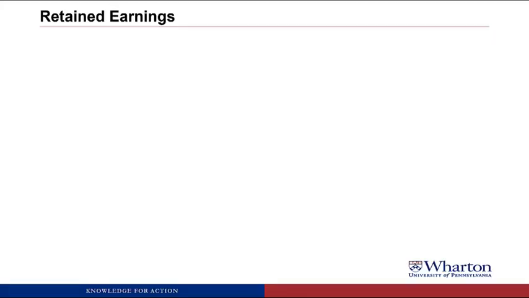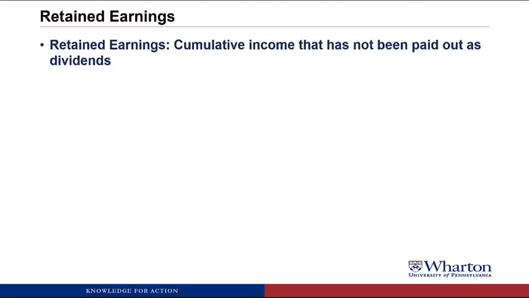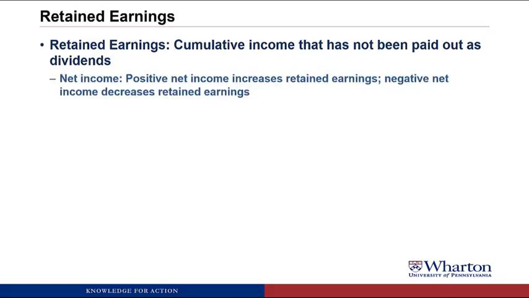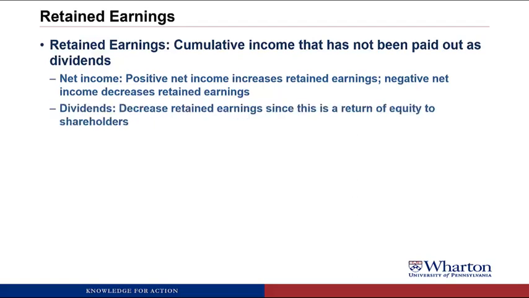So let's go back to our old friend retained earnings that we've talked about a lot in this course. Remember, retained earnings is the cumulative income that has not been paid out over dividends. We build it up over time through net income. So anytime you have positive net income, it increases retained earnings. Negative net income and net loss would decrease retained earnings. Retained earnings also goes down when you pay a dividend, which is viewed as a return of the equity back to the shareholders.